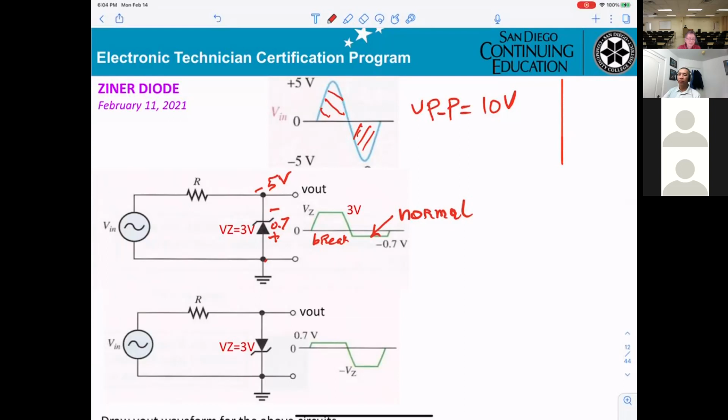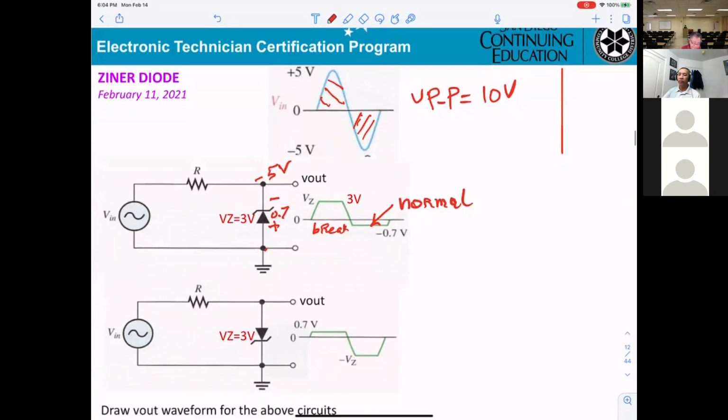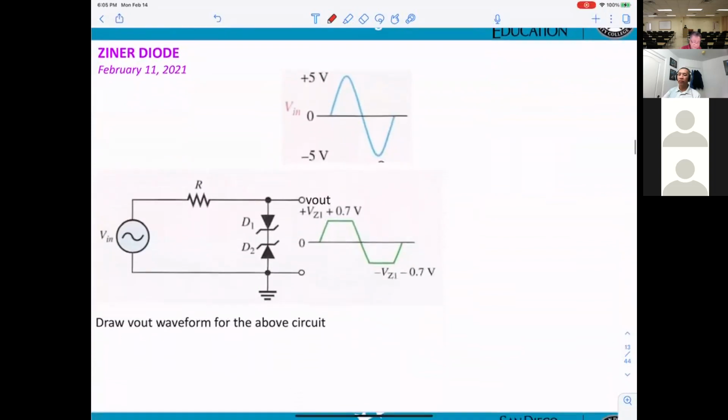On the next circuitry, they just reverse the zener diode. And now you can see they work opposite to the one on the top. Okay, anything? When you're working really on the left, it will be the same thing. Okay, so now you can see the same circuitry.